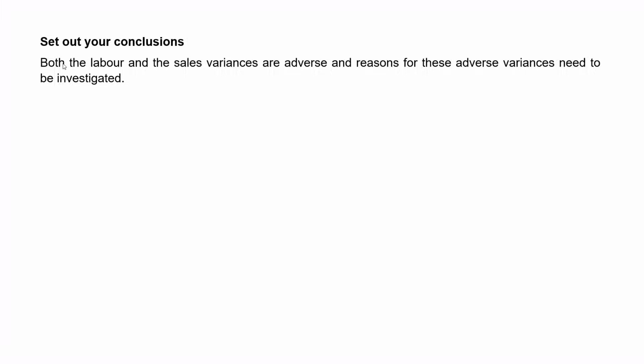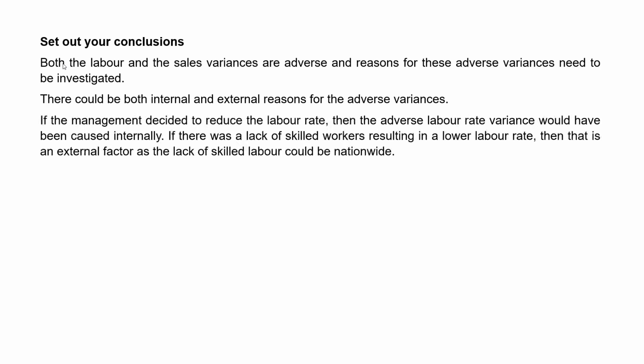Now I'm going to set out our conclusions. So both the labour and the sales variances are adverse, and reasons for these adverse variances need to be investigated. There could be both internal and external reasons for the adverse variances. If the management decided to reduce the labour rate, then the adverse labour rate variance would have been caused internally. If there was a lack of skilled workers resulting in a lower labour rate, then that is an external factor, as a lack of skilled labour could be nationwide.